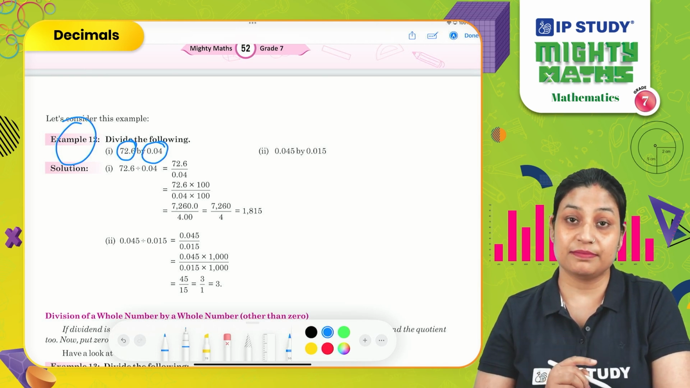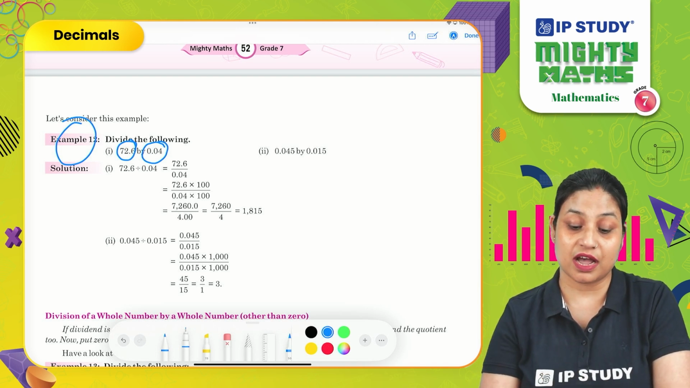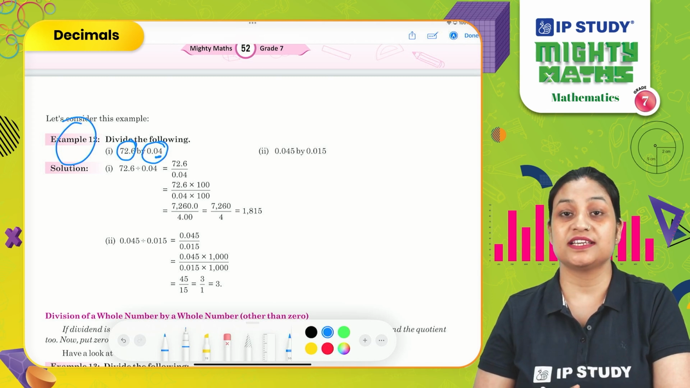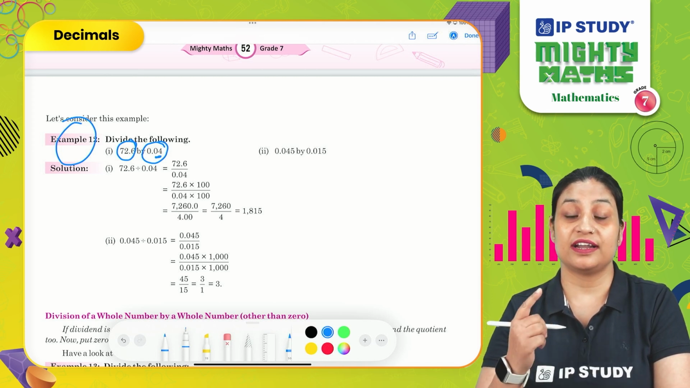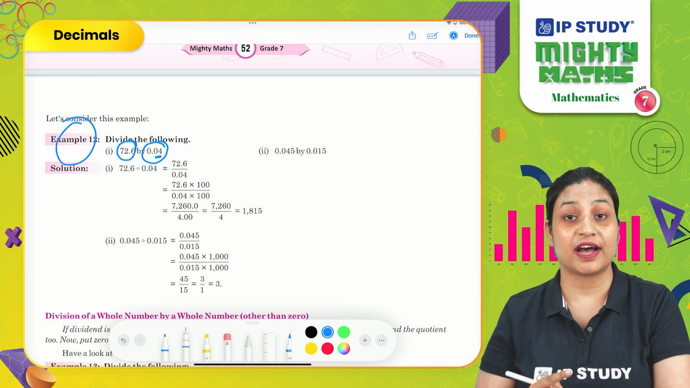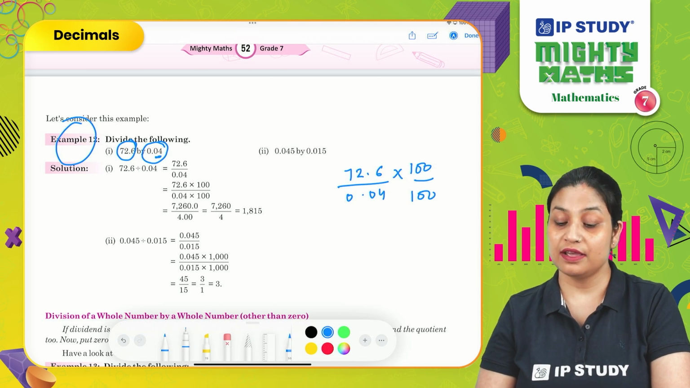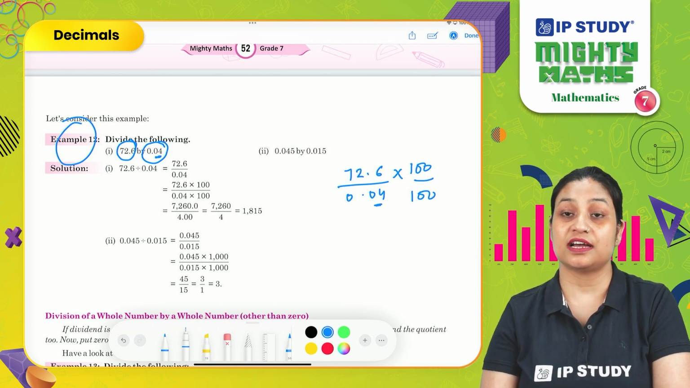So how many decimal places we have in our divisor? We have 2 decimal places. Since we have 2 decimal places in our divisor, we have to multiply and divide numerator and denominator by 100. So let me write it for you over here. 72.6 divided by 0.04 needs to be multiplied by 100 divided by 100. Why? Because we have 2 decimal places in our divisor.